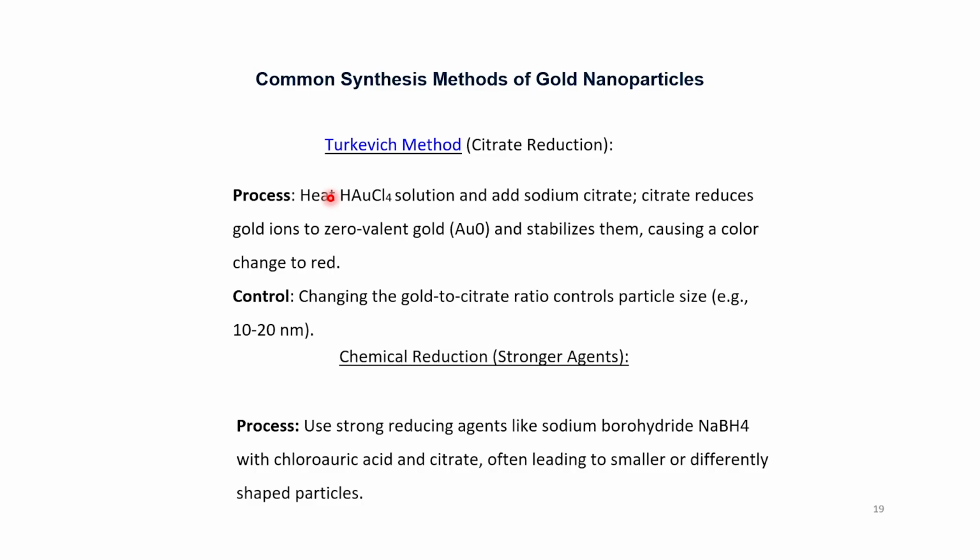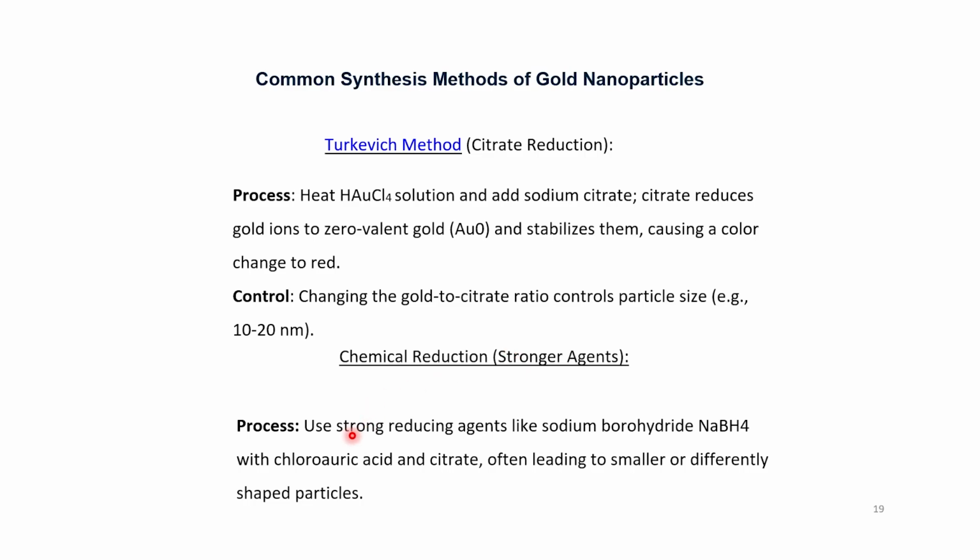Like I've already told you how gold nanoparticles change their color. So your initial precursor is basically tetrachloroauric acid, and you're heating the solution and adding a reducing agent, that is sodium citrate. So sodium citrate is reducing your gold ions to zero valent gold and stabilizing them, causing a color change from gold to red. You can control your synthesis of gold nanoparticles. You can control their shape and size by changing the gold to citrate ratio, and this creates a precise control for the particle size, that is 10 to 20 nanometers. Then there can be chemical reduction method where stronger agents of reduction are used.